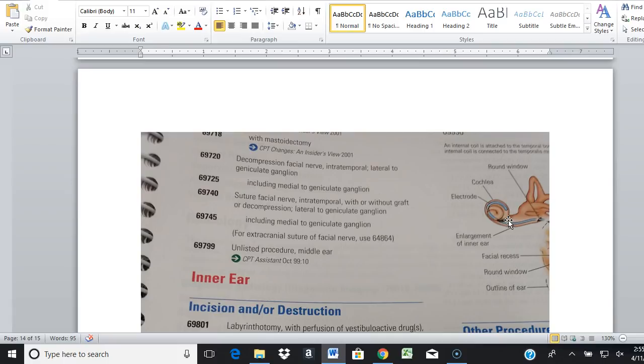It's an add-on code, 69990. And make sure that you have notated that, because there's a lot of do not reports, because the operating microscope is included in certain surgical codes.